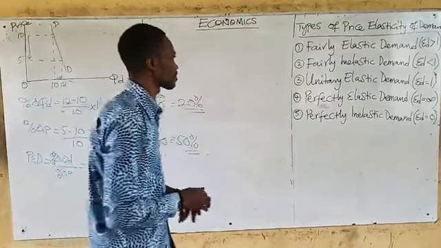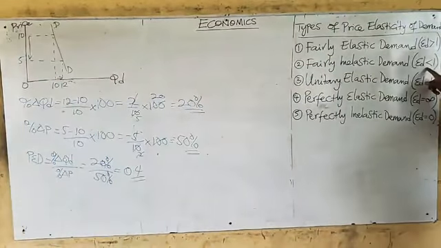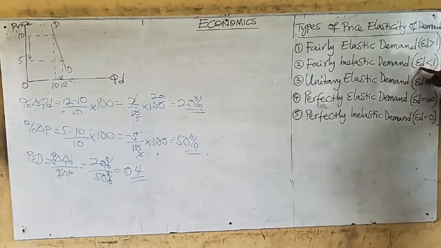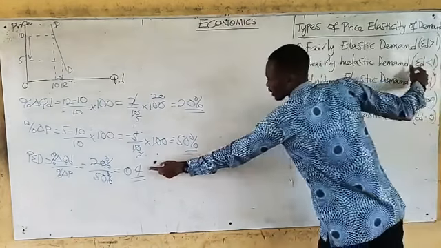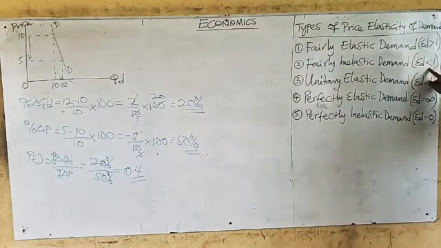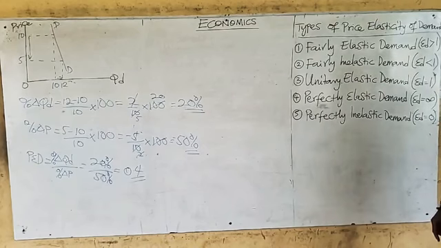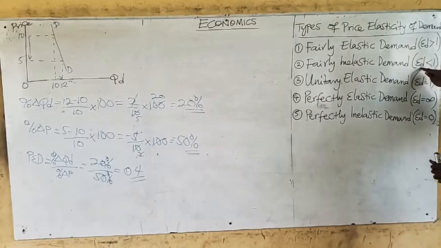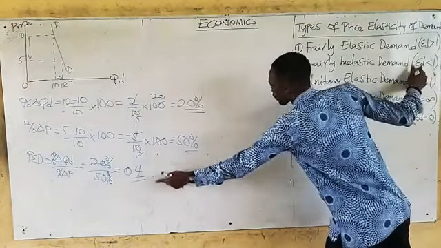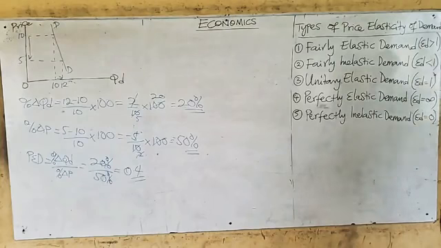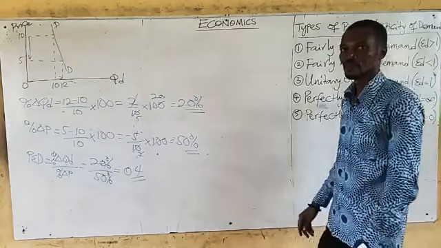Now let's come here. Fairly elastic. I put something in the bracket. I say that when the elasticity of demand is calculated, it should be less than 1. And it's true, 0.4 is less than 1. So when you calculate price elasticity of demand and your answer is less than 1, the interpretation you put on it is that the demand facing that commodity is fairly inelastic. Our answer for the elasticity of demand is 0.4, and it's less than 1. That's the interpretation you put on it. Okay?